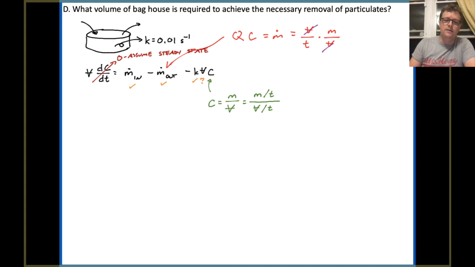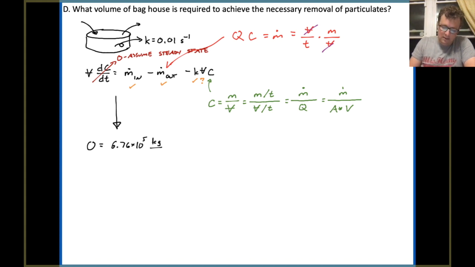I could divide the numerator and the denominator both by time. Mass per time divided by volume per time. Mass per time is a mass rate, of course, and volume per time is a volumetric flow rate. And while I don't necessarily know the volumetric flow rate, we do have some information in this problem about the cross-sectional area times the velocity of the motion of both air and fly ash in the problem. And so I'll show you where those come in just a moment.